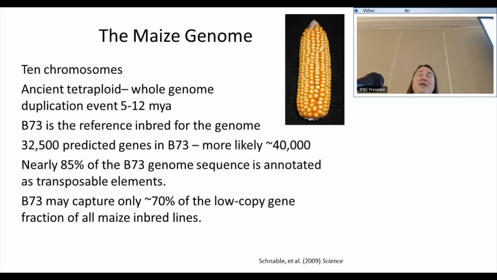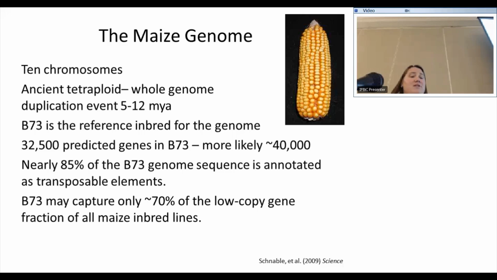Nearly 85% of the B73 genome is annotated as transposable elements, and retrotransposable elements. These are those jumping genes that, a long time ago, millions of years ago, a jumping gene landed in between genes, and then more jumping genes landed in between it. So there's a lot of the genome that's junk DNA. And the definition of junk DNA is changing every day now. Some of that junk DNA is actually very important.